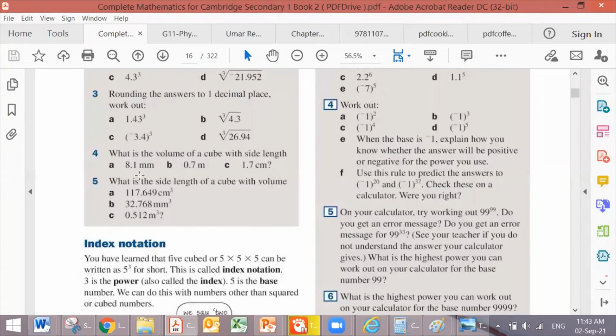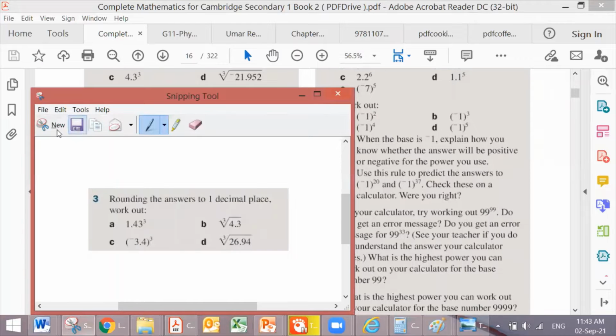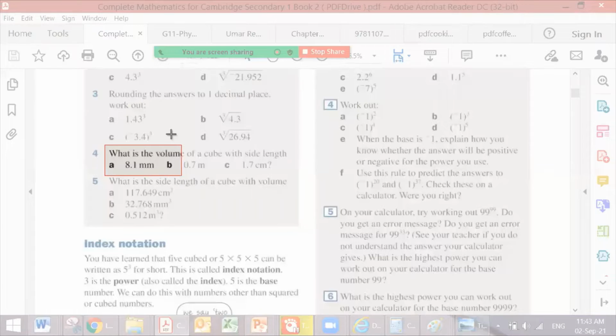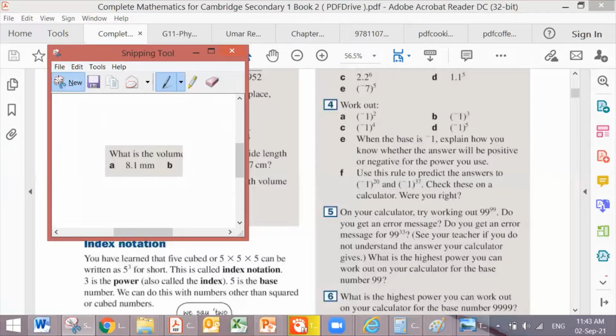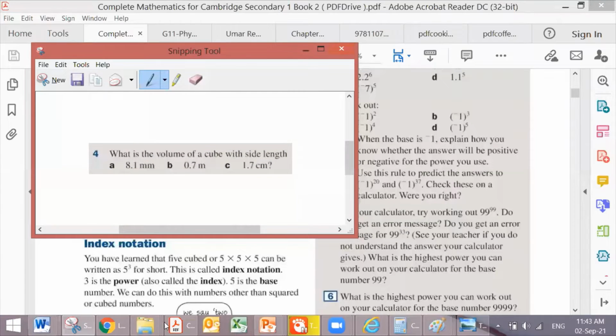What is the volume of a cube with side length 8.1 millimeter? So I'm going to grab this question and paste it on. Sorry, I will have to include this question number also. Question number 4.